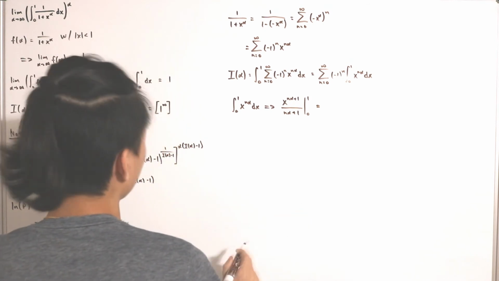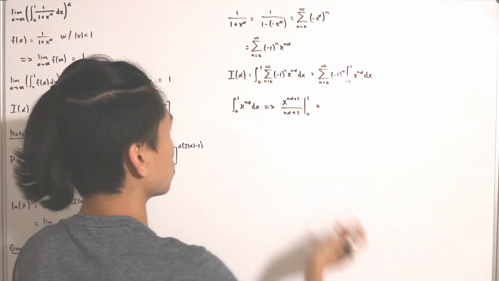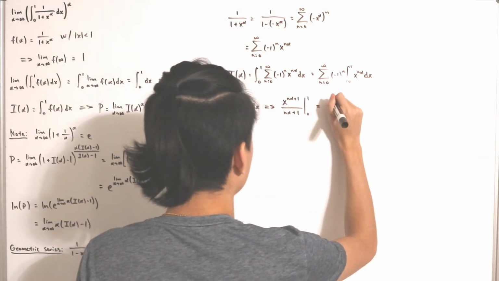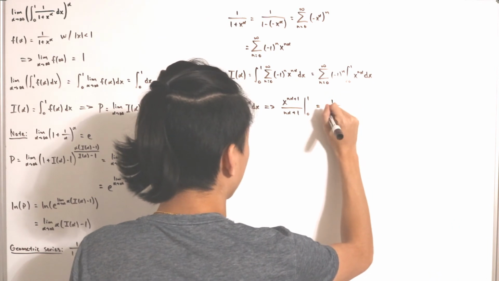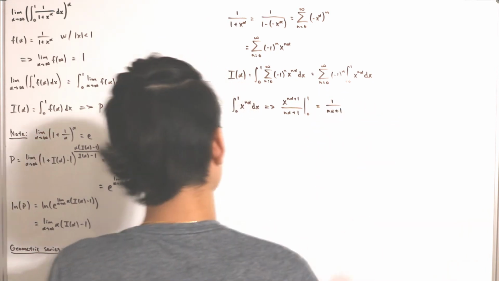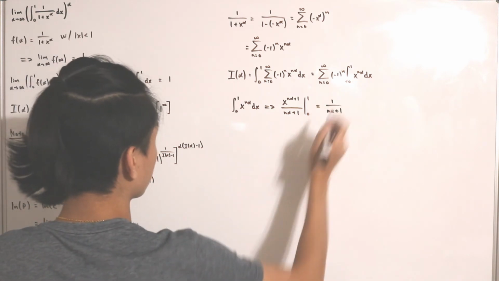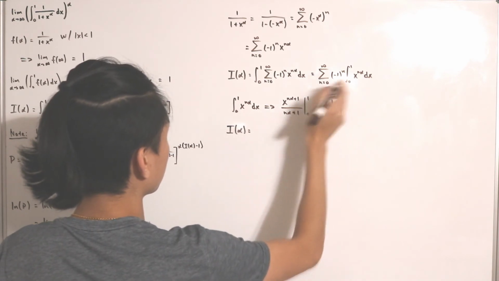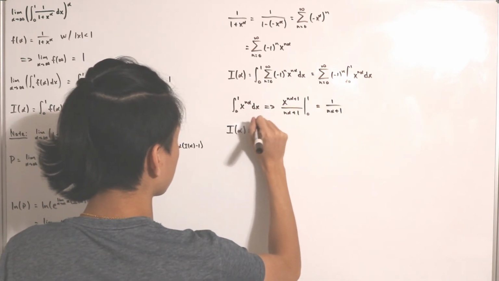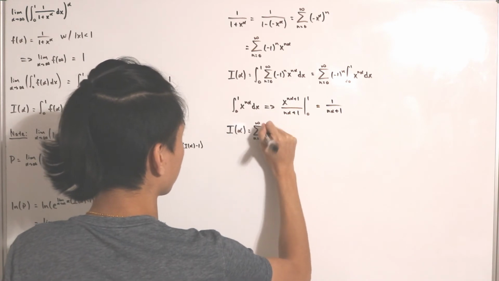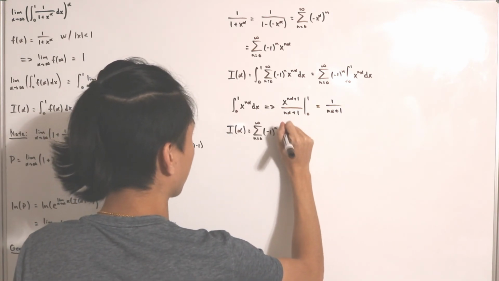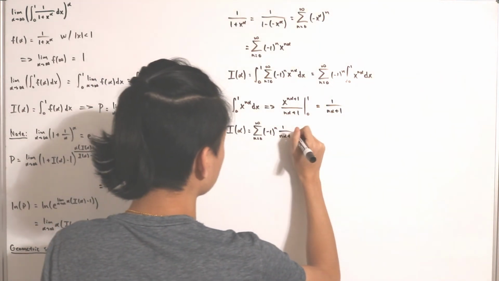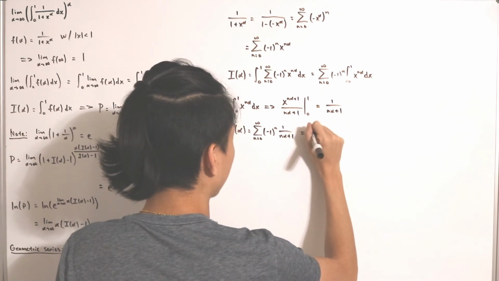And notice that if I plug 0 for x, then the whole term becomes 0. But if I plug 1 into any power, it's just always going to equal 1. So therefore we have 1 divided by n times alpha plus 1. And then we can substitute this back into our integral. So let me reiterate that I of alpha is equal to our infinite series, n equals 0, of -1 to the n multiplied by 1 divided by n times alpha plus 1. Let me simplify this out.